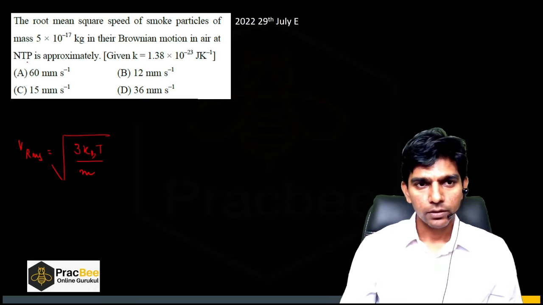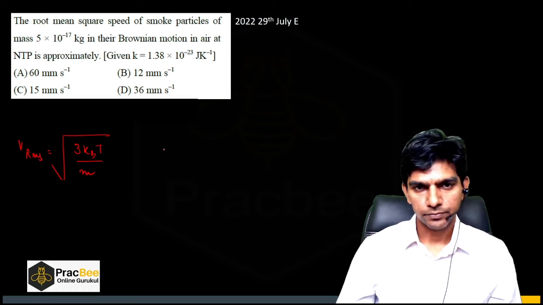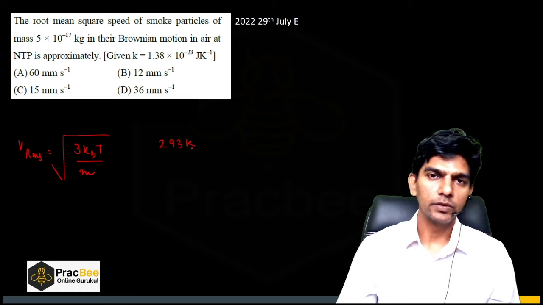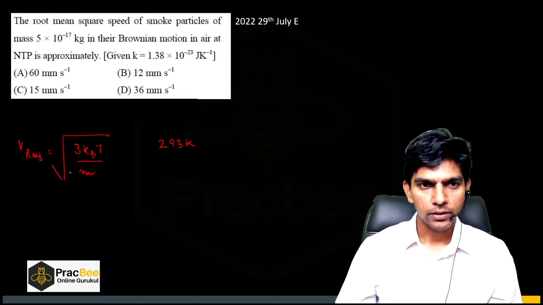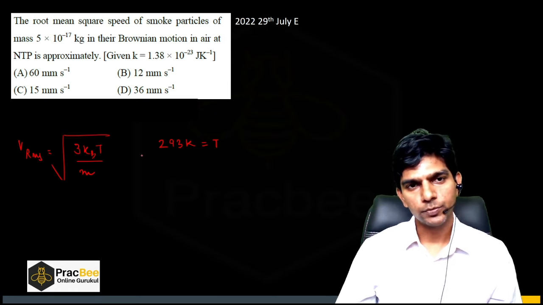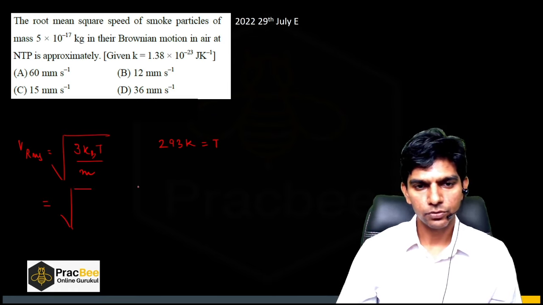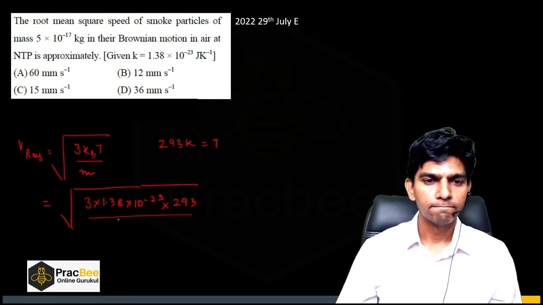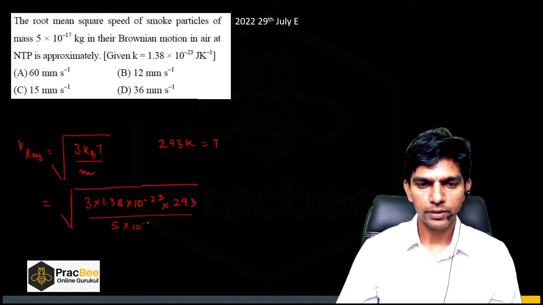Now, for normal temperature and pressure, the temperature will be around 293 Kelvin, around 20 degrees Celsius. So this is the temperature at NTP, and the mass is given as 5 into 10 raised to minus 17. So we can write this as root of 3 into 1.38 into 10 raised to minus 23, times the temperature 293, divided by the mass, which is 5 into 10 raised to minus 17.